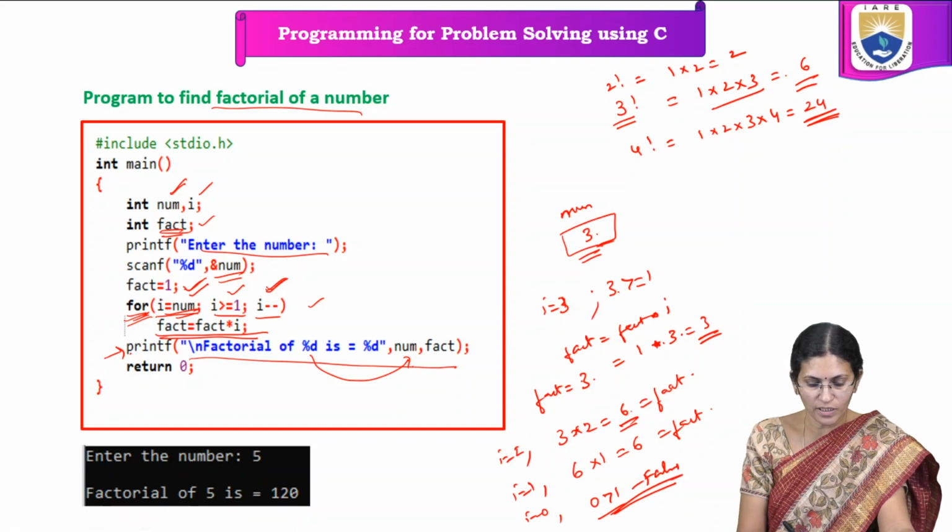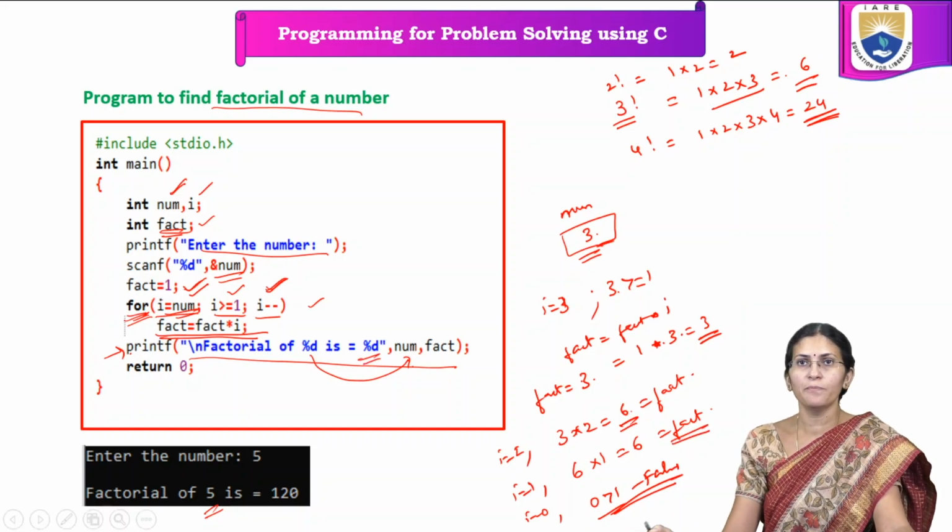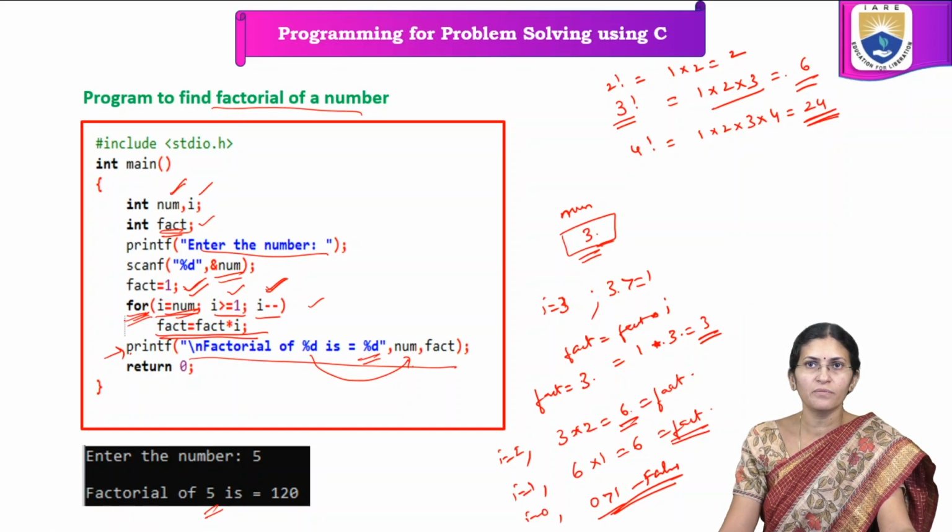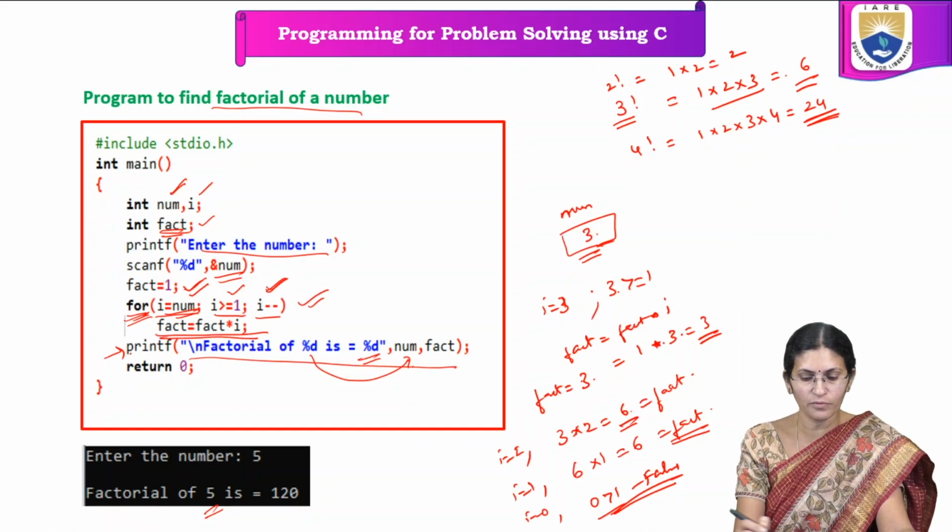So you'll get the output as factorial of whatever number you have entered, and the corresponding answer is stored in the variable fact. So thus in this way, you can write the program to find the factorial of a number using for loop. If you run this program, you will get this as the output.